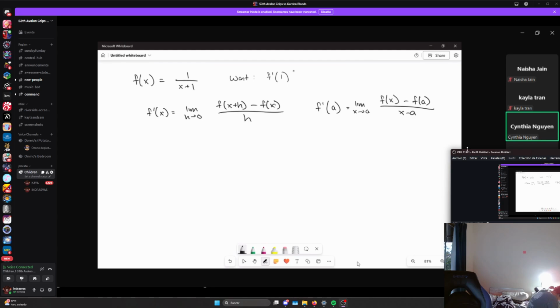So say I wanted f prime of 1, I could just plug 1 in straight up right now. So I have f of 1 plus h minus f of 1 over h. In fact, I'm just going to pull the h out, unless this whole thing crashes. Okay, so I'm going to pull an h out and I'm going to leave it like that.